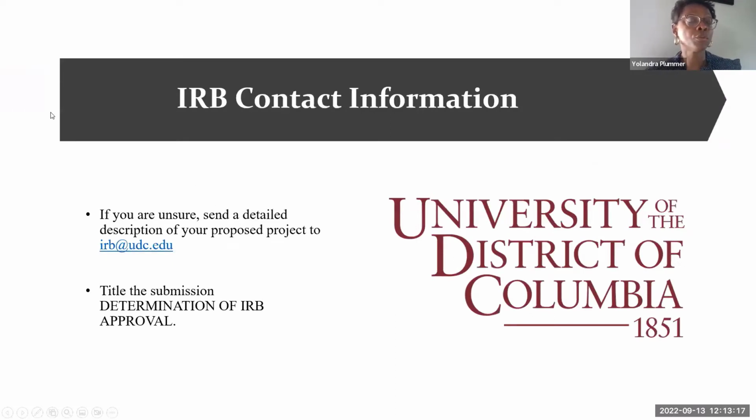If you are unsure, if you ever have a question, you can either email me directly or email irb@udc.edu, with the title of your submission and then the title with all in caps, determination of IRB approval. It is not uncommon for individuals to email me and say, I have a question. My students are doing research. Do I need to submit? How long will it take? And generally, we have been reviewing and providing a response to individuals in 1 to 2 days.